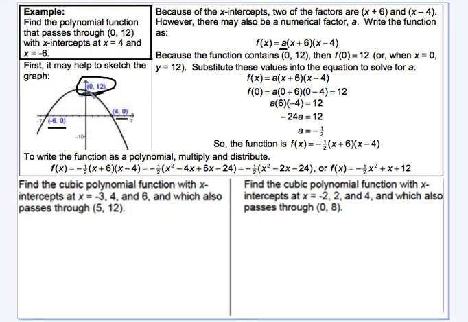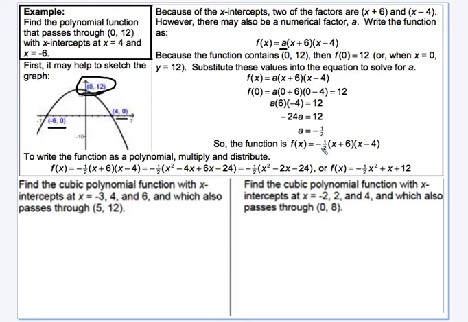In this case, my y-intercept is (0, 12), and I'm going to replace all my x's with 0, and I will replace my f of x, or my y, with 12, and then I'm going to solve for my a value. So that's essentially what they're doing up here. They're replacing x with 0 and y with 12, and you solve for a, and you end up finding out that a equals -1/2.